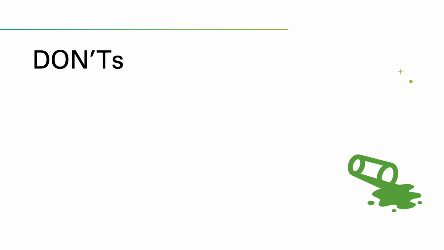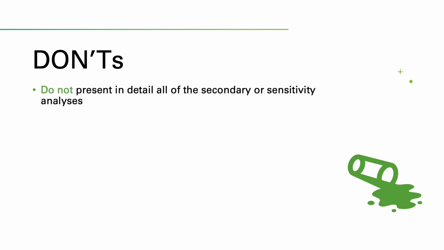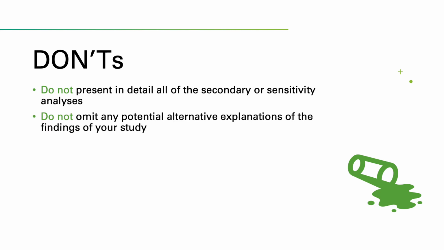In the discussion, you do not need to present in detail all of the secondary or sensitivity analyses that you conducted. You can just discuss the analyses that contribute to the robustness of your interpretation of the findings. It's important that you do not omit any potential alternative explanations of the findings of your study. Reviewers will mainly be focused on whether the interpretations and conclusions drawn were supported by the evidence presented and whether there were any alternative explanations that may be plausible.